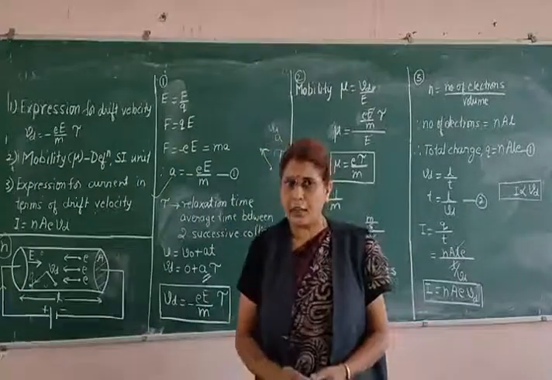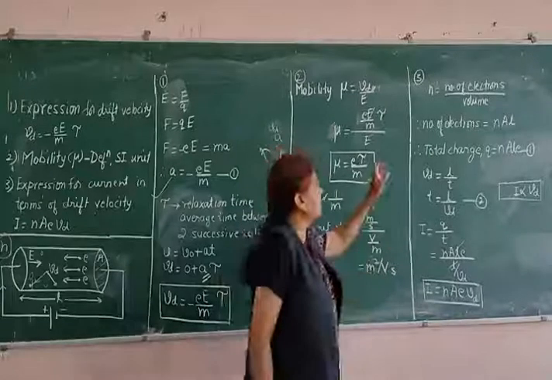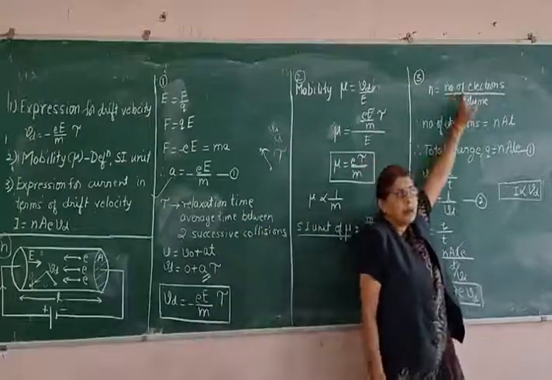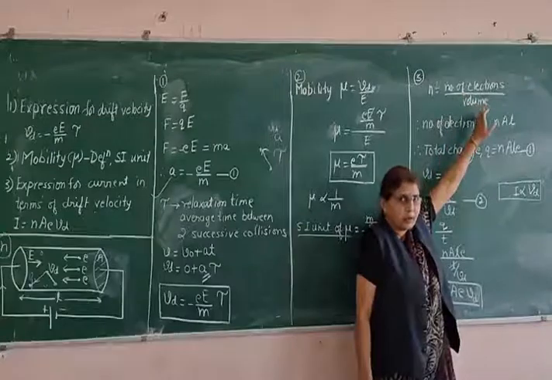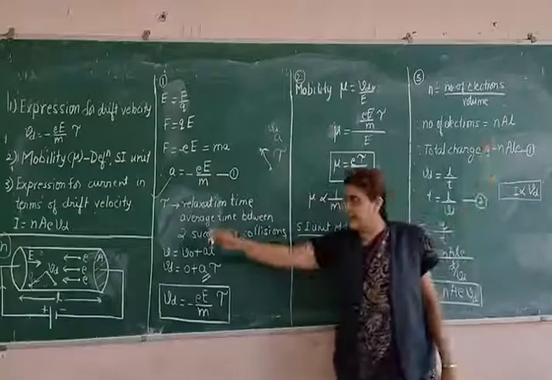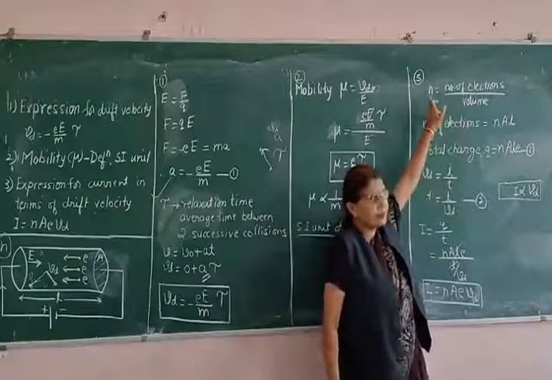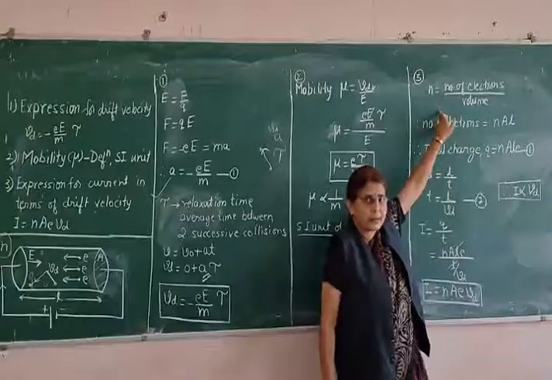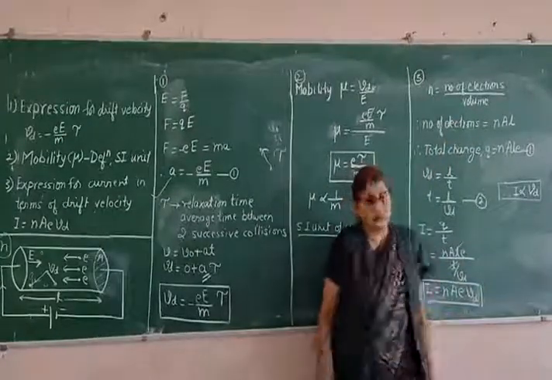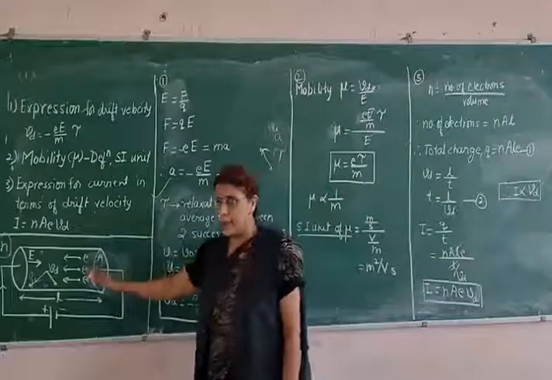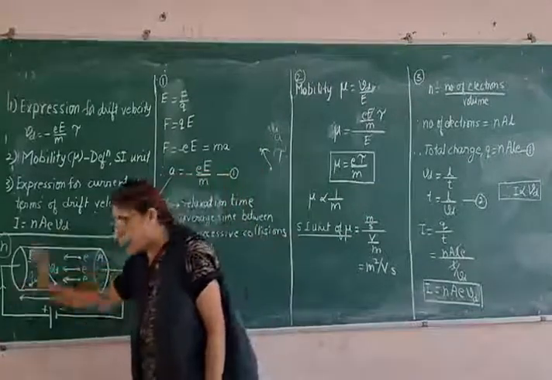What is the meaning of electron density? Electron density is the number of electrons per unit volume. So let us say this conductor is having electron density as small n. Now we shall find out what is the total charge in the conductor. So I want to find an expression for current.